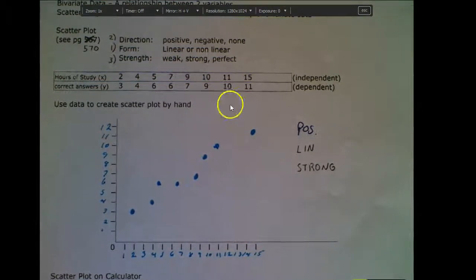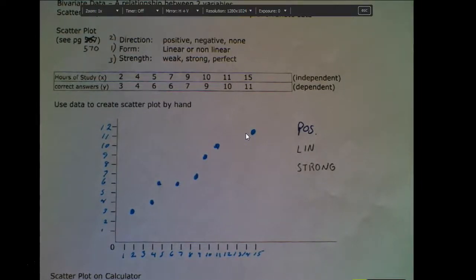And because it's linear, we can go ahead and answer the next two parts, which are the direction and the strength. The direction is simply the way that you would look at the slope of a line. If it's heading up and to the right, then it is positive. If it's heading down and to the right, then it's negative. And so this one obviously has a positive trend. It's going up and to the right.